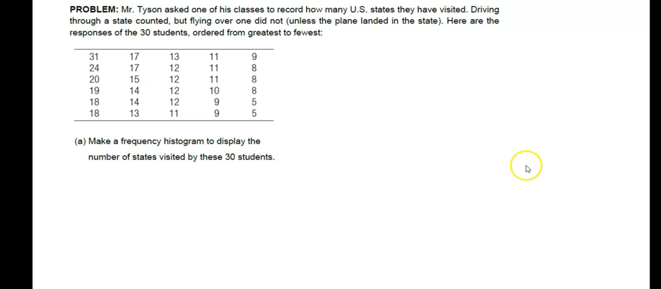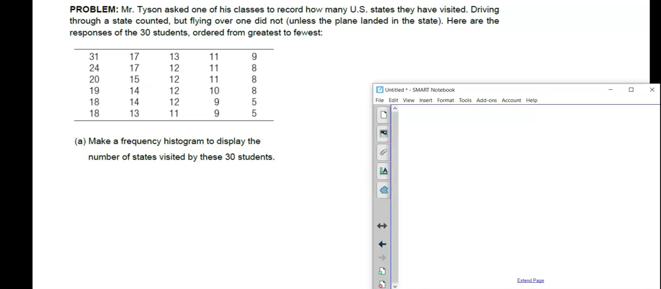Okay, so how many states have you visited? I've visited all but one. Alaska, I haven't been to. So in this one, let's see.